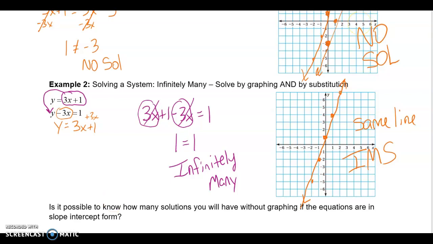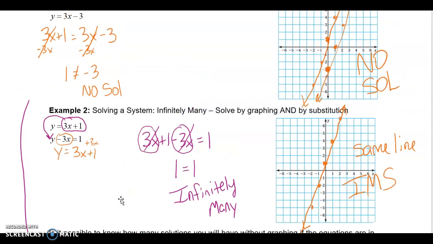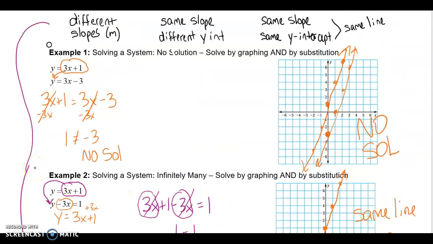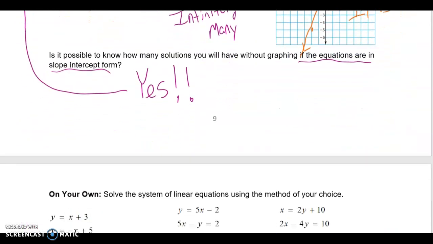Down here it says, is it possible to know how many solutions you will have without graphing if the equations are in slope-intercept form? The answer to that is yes. Hooray. You don't always have to do a ton of work. So this is where you're going to look all the way back up to the top of the page, and you can use that information right there to answer that question without solving. So go ahead and flip it over.